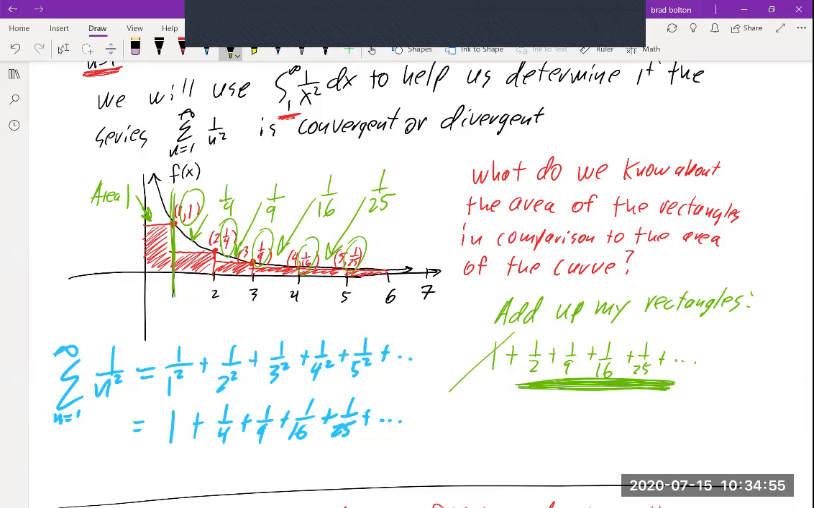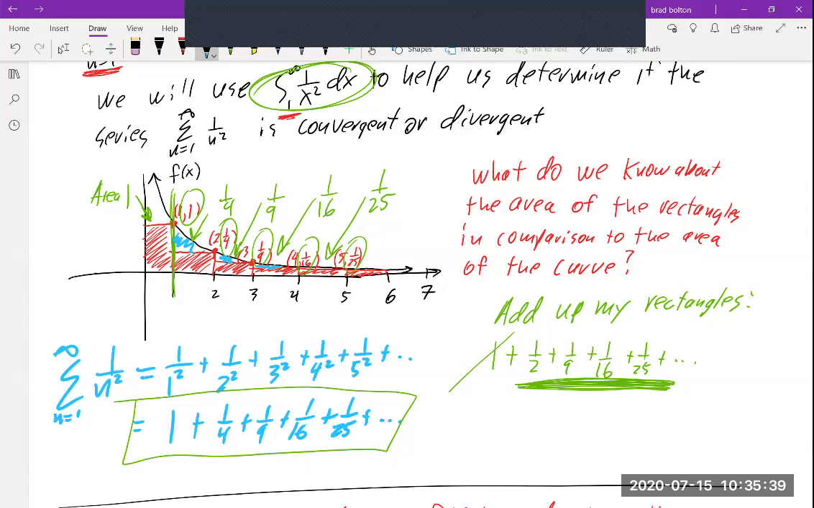What do we know about the relationship of these rectangles, which are, as it turns out, these values, to the area under the curve of f of x? If I'm going 1 over x squared from 1 to infinity, I know for a fact that all of these rectangles have an area that will be less than the area under the curve of 1 over x squared, because again, you can see it. We're missing this, we're missing this, we're missing some area. So I don't know exactly what the area is, but I know it's going to be smaller than the area of 1 over x squared.